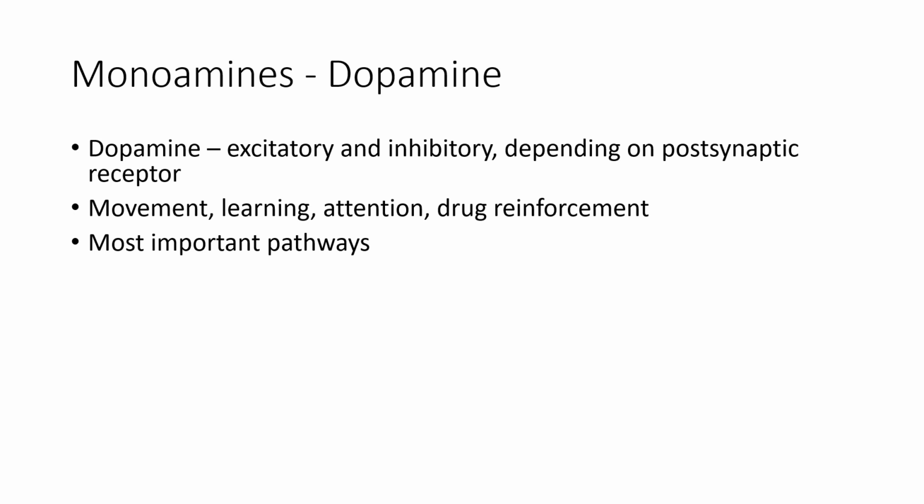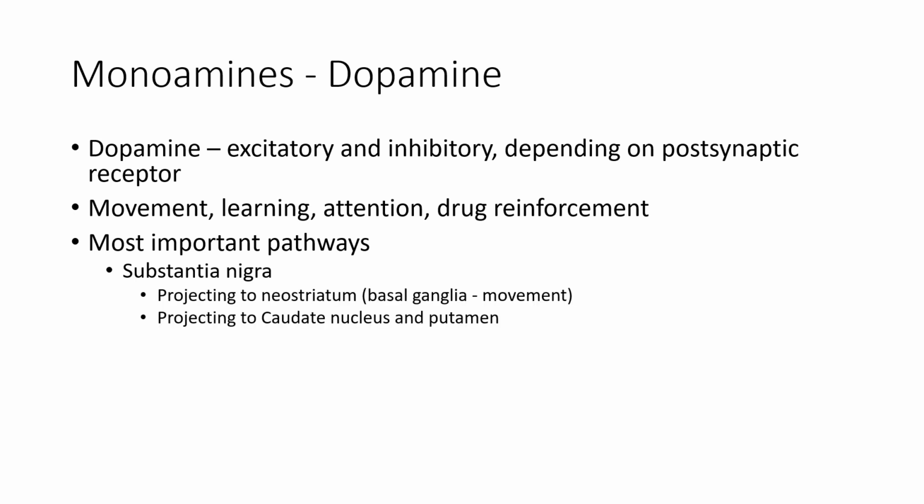There are a couple of important pathways through the brain that dopamine takes. The first is through the substantia nigra. Through this area, it can project into the basal ganglia, which is heavily involved in movement, and then it can also project into the caudate nucleus and the putamen.